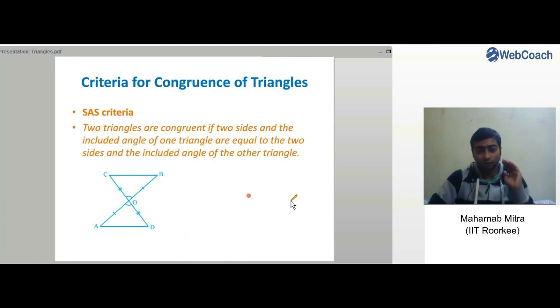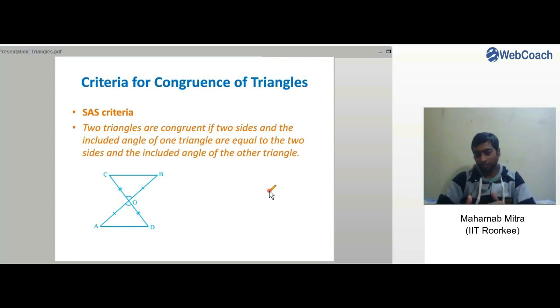So let's take an example. You can see here we have drawn two triangles back to back with a common vertex O, right? AB is a straight line, CD is also a straight line, and from the demarcations you can tell AO is equal to OB, right? Because both have single marks. CO is equal to OD, right? Because they both have double marks. And angle AOD and angle BOC are also equal, right? They are vertically opposite.